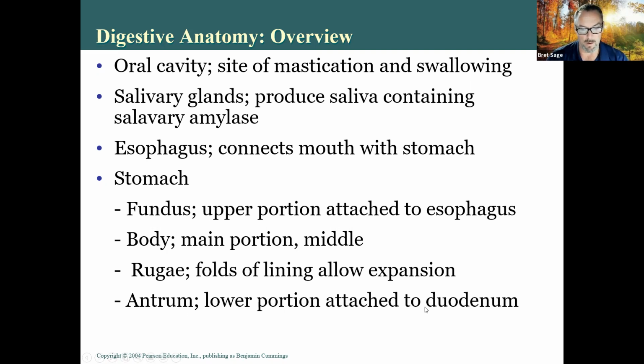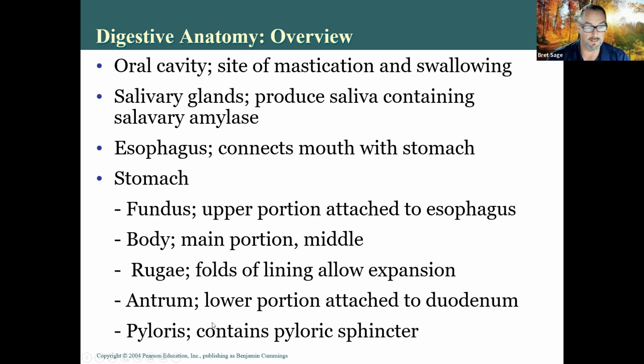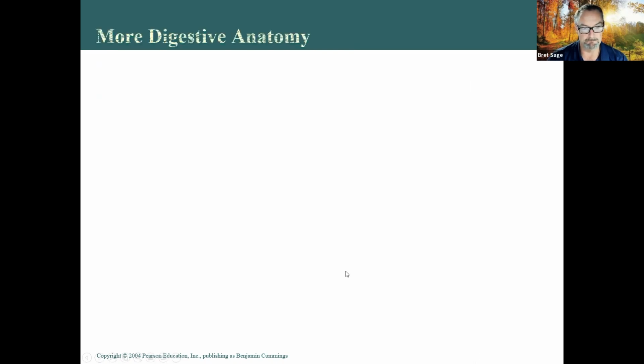The antrum is the lower portion attached to the duodenum, and the pylorus is the very end of the antrum. It contains the pyloric sphincter, which regulates how much chyme, which is what food is called when it arrives in your stomach and mixes with digestive juices, is allowed to go from your stomach into your small intestine, to begin in earnest the process of digestion.